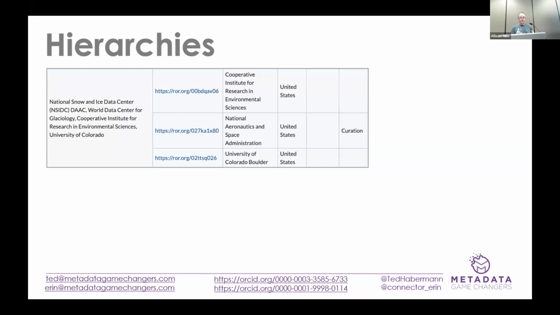And when the question comes up about hierarchies, my tendency is to put in all the levels that you can find, so that people can find you. If they search for NASA, they find you. If they search for University of Colorado, they find you. And if they search for CERES, they find you. All the metadata models that have identifiers allow multiple identifiers.